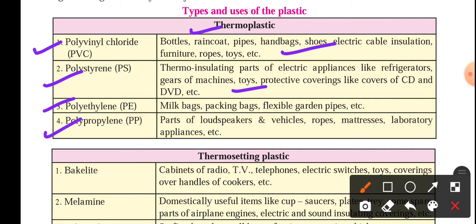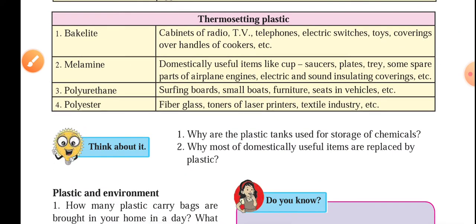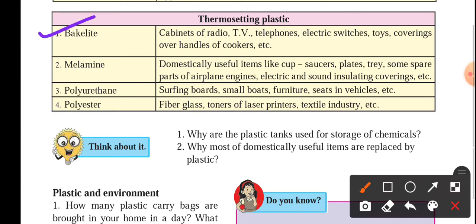And then polypropylene: parts of loudspeakers in vehicles, ropes, mattresses, laboratory appliances, etc. So all these are the uses of the different kinds of plastics which come under the category of thermoplastics. The next we have discussed is thermosetting plastic. In thermosetting plastics, bakelite is used in the cabinets of radio, TV, telephones, electric switches, toys, coverings over handles of cookers, etc. Means all the hard plastics which we cannot mold again.